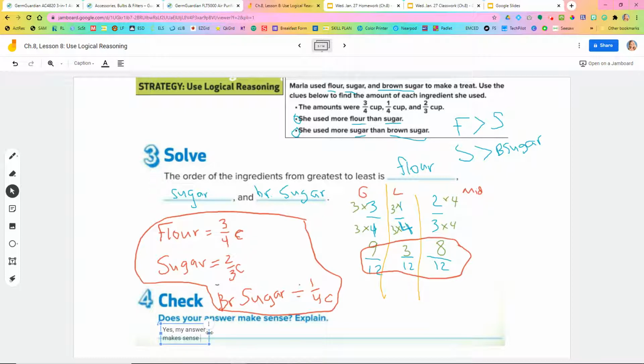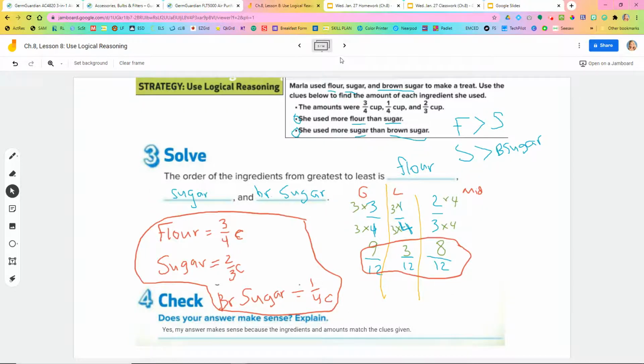Makes sense. Well, goodness, it shrunk back up on me. Because the ingredients and amounts match the clues. All right, so basically we're just making sure it makes sense. Yes, I followed my clues. I put my ingredients in order from greatest to least. I put my fractions in order from greatest to least, and then I just matched them. So that is a little glimpse into logical reasoning.